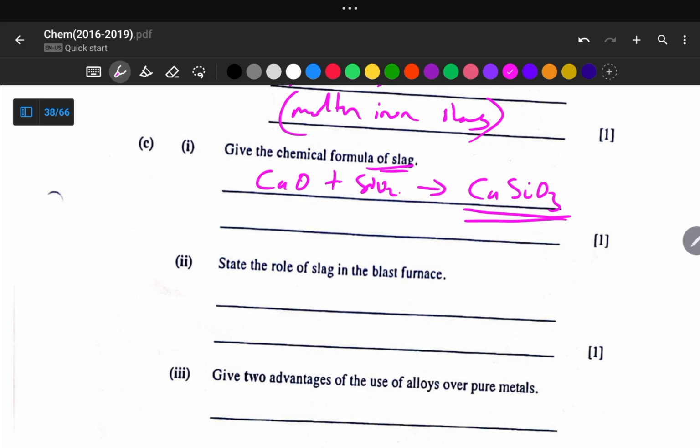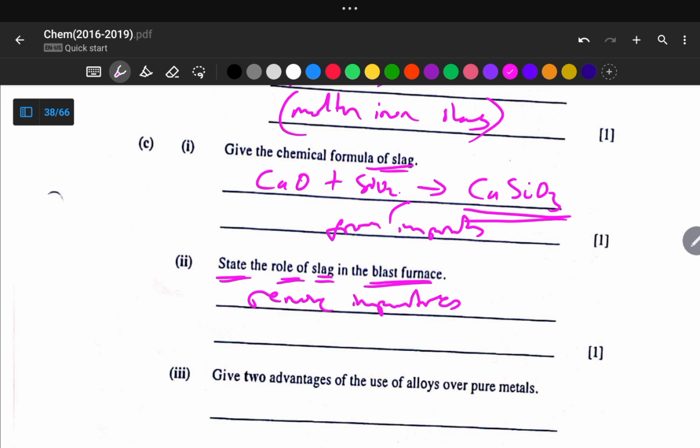So the next question says state the role of slag in the blast furnace. So here we say we are going to form slag. So the other role of slag, though it is not a direct impurity, right? It is formed from impurities, right? So the other role is to remove impurities. Slag is formed from impurities, but itself it is not an impurity, so it is used to remove the impurities, right?